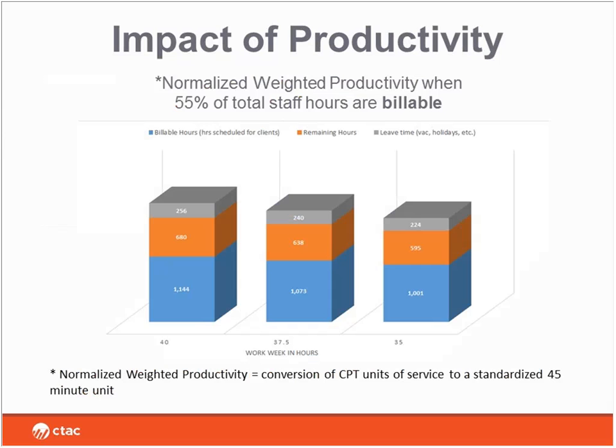Productivity. So this is like how many billable services your staff are providing. So we have normalized weighted productivity. I've kind of translated that down below. I'm sure as soon as you hear that phrase, the first time I heard it, your brain kind of just fuzzes over, and you kind of wish it was like Facebook and maybe there's a translation button for what is normalized weighted productivity. But it's like a standardization where you convert the CPT units to a standard 45-minute unit of service just in order to look at what productivity levels are.